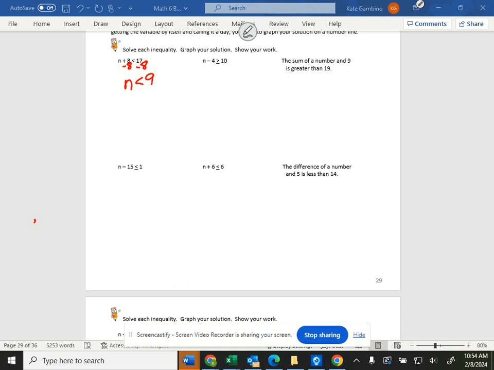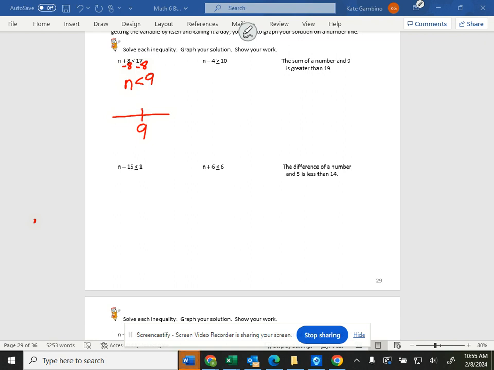So now I have to graph it. What's my first step for graphing? Oh, I should see all hands up because we just covered this. What's my first step in graphing? Melanie? The number line. So I'm going to draw my number line with my 9 because n is less than 9. What's my second step, Liam?